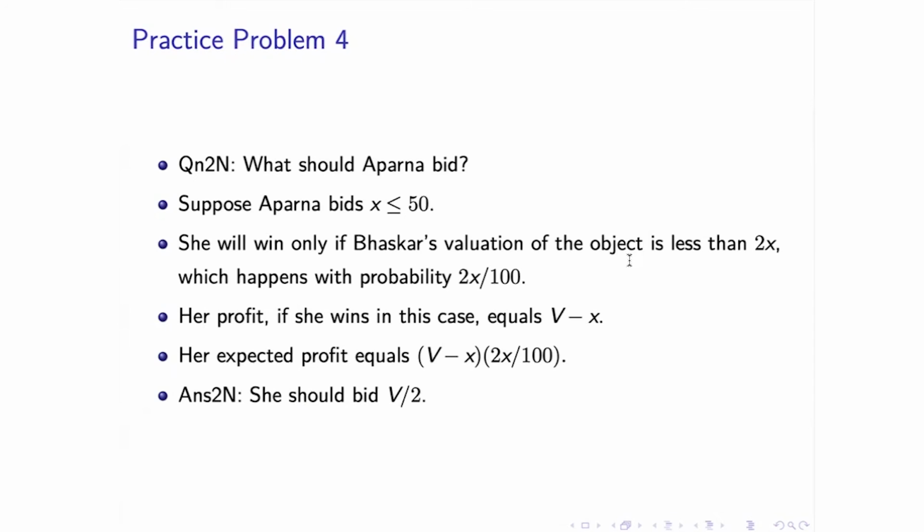So in this case, again, she's going to choose X to maximize this expression that you see here, V minus X multiplied by 2X by 100, where she takes the V as given because she knows what her V is. And so if you now do the calculation, this is the same as maximizing V minus X multiplied by X. And so therefore, X is equal to V by 2, right? So she should bid again half her valuation, right?